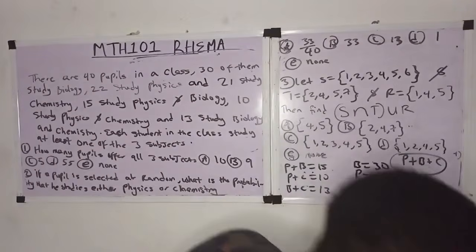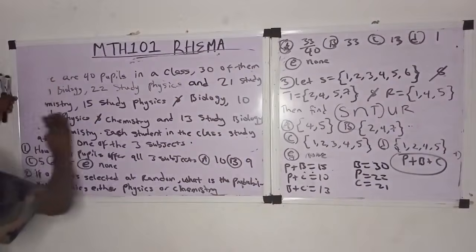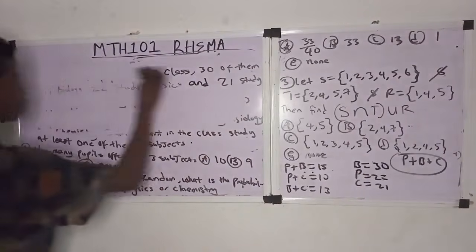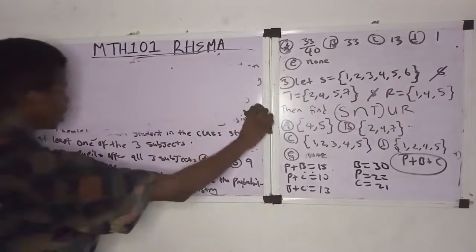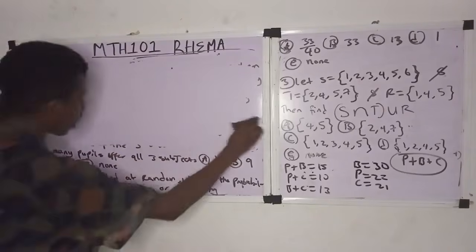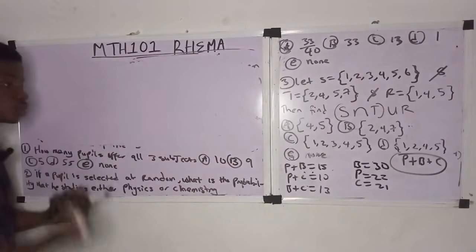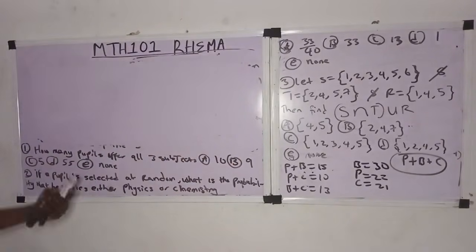Let me give you a shortcut formula to answer this. We are looking for the number of students that offer all three subjects.